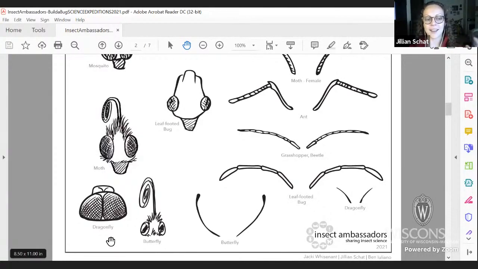The bottom left, we see a dragonfly. Those huge eyes are extremely useful. Dragonflies, damselflies are predators, and having big eyes like that allow them to catch their prey really easily.